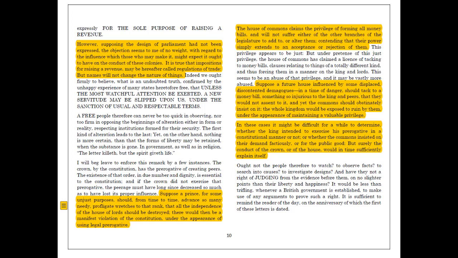Ought not the people therefore to watch, to observe facts, to search into causes, to investigate designs, and have they not a right of judging from the evidence before them on no slighter points than their liberty and happiness? So Dickinson claims for the people a right to judge, but how can the people know or prove what the intent or the motive or the purpose behind the exercise of governmental authority is? This is an exceedingly ambiguous, gray, indeterminate standard to declare a revolutionary right.